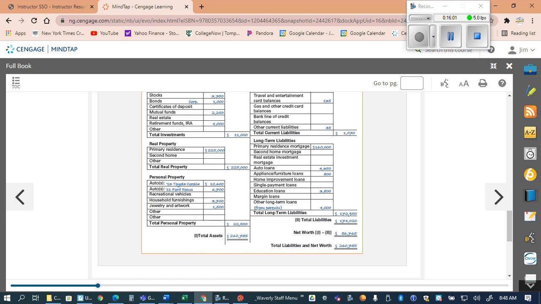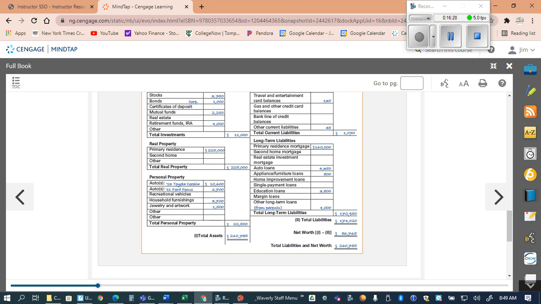And directly after that, what are we going to calculate? Your net worth, right? And how do you do that? You do the total assets minus the liabilities. 260,000 minus 174,000 gives them a net worth of $86,765. Okay. So that's not too complicated, right? Everybody understand how you set this up? We'll do one here in a minute.